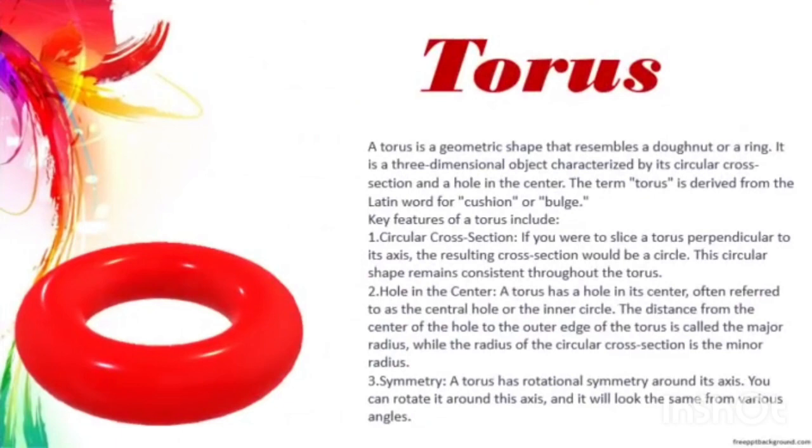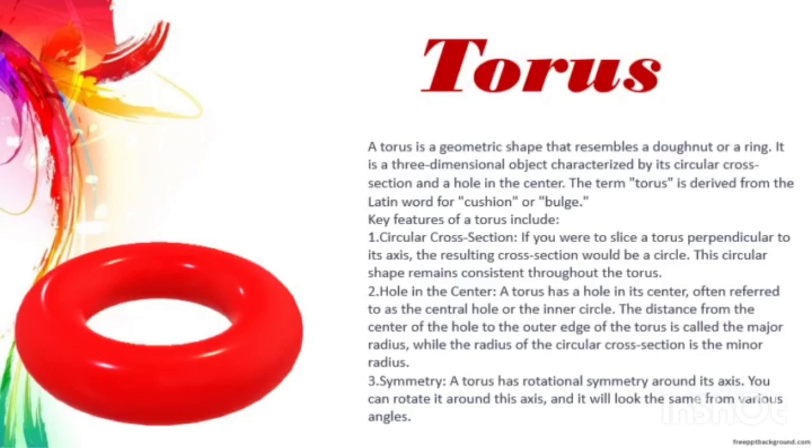Torus. A torus is a geometric shape that resembles a donut or a ring. It is a 3-dimensional object characterized by its circular cross-section and a hole in the center. The term torus is derived from the Latin word for cushion or bulge.